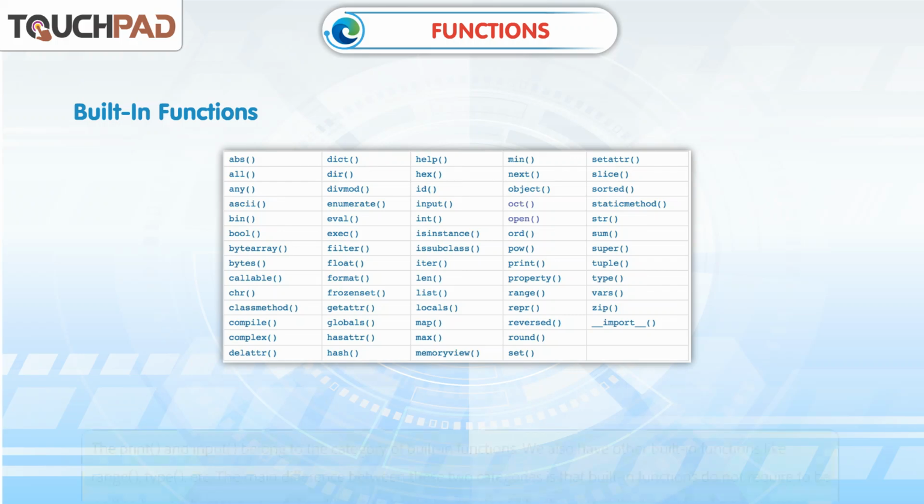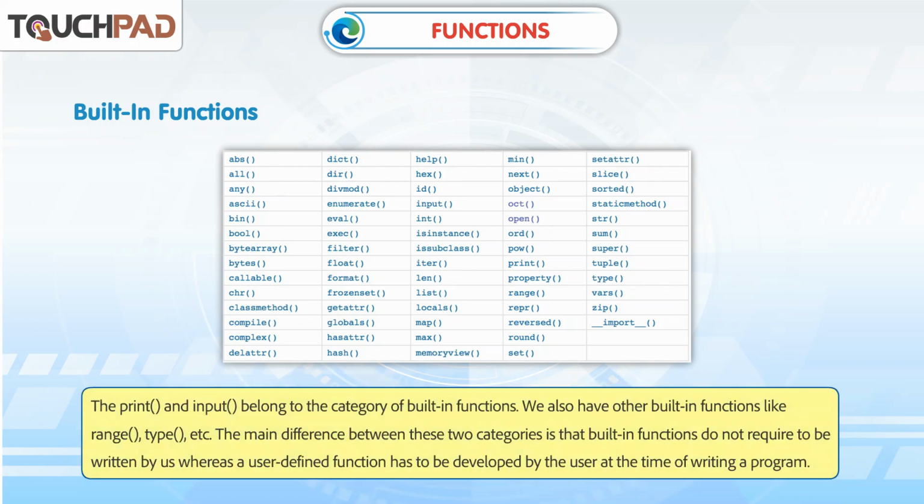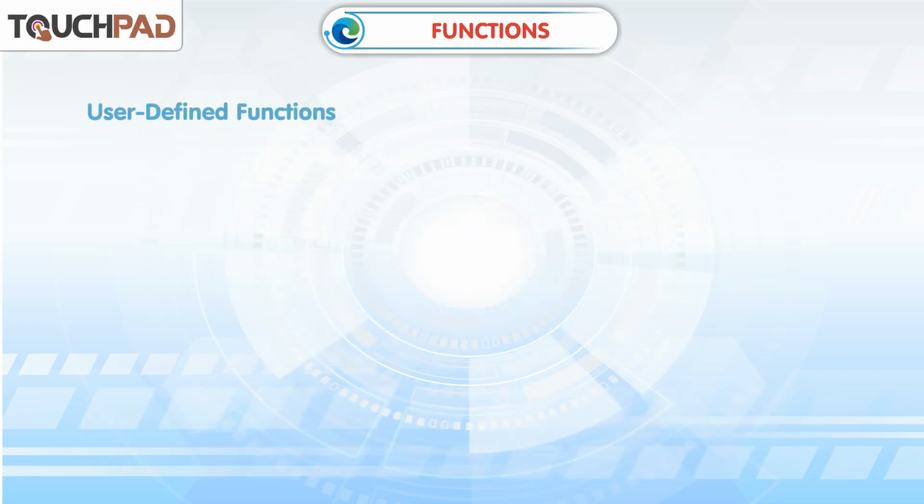Built-in functions. The print and input belong to the category of built-in functions. We also have other built-in functions like range, type, etc. The main difference between these two categories is that built-in functions do not require to be written by us, whereas a user-defined function has to be developed by the user at the time of writing a program.